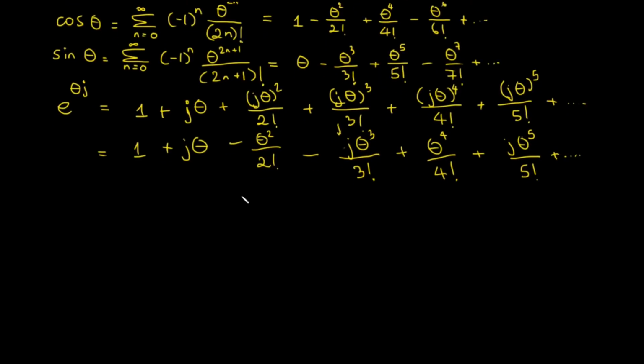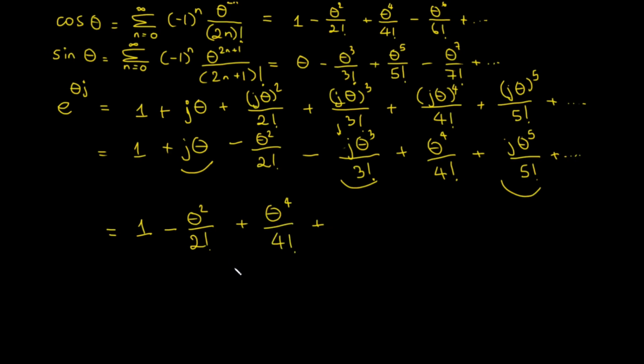So now let's try to factor out the j, because you can see this term right here you have the j, this term right here you have the j, and this term right here you have the j, right? So now let's factor it out. You're going to copy 1 down, and any term that doesn't have the j, which is theta power 2, theta power 4, we're going to move them to the front. So minus theta squared over 2 factorial plus theta power 4 over 4 factorial.